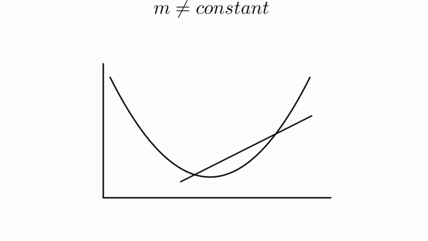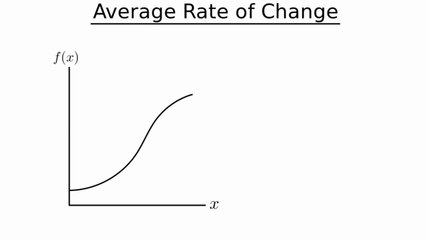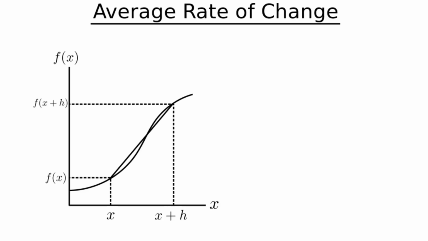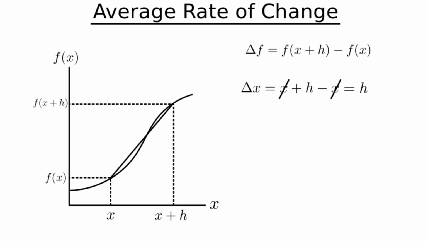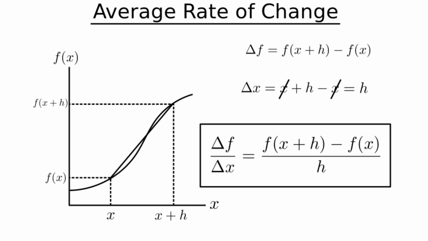One thing we can do is to find the average rate of change of the function. This is essentially the same as what we did before. If we have a function f of x and we want to find the slope between 2 points separated on the x-axis by a distance h, we can apply the rise over run formula. The change in f is given by f of x plus h minus f of x, where the change in x is given by x plus h minus x, which simplifies to just h. So the formula for average rate of change is delta f over delta x is equal to f of x plus h minus f of x, all over h.